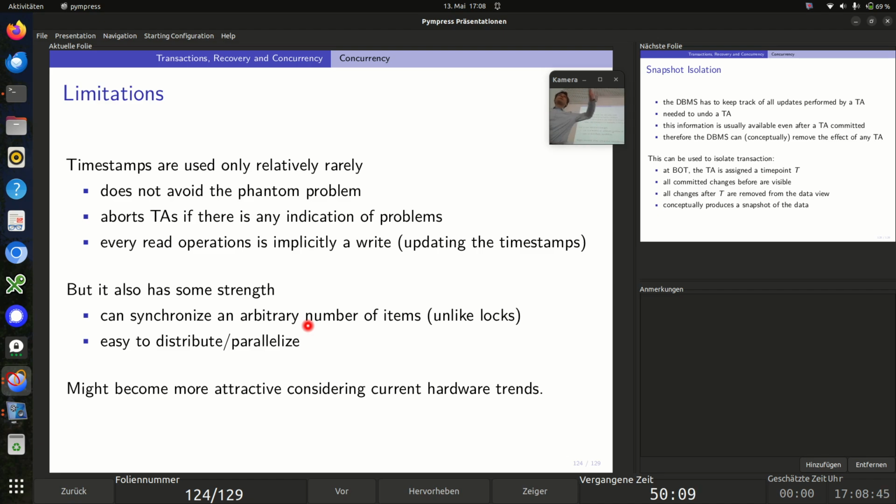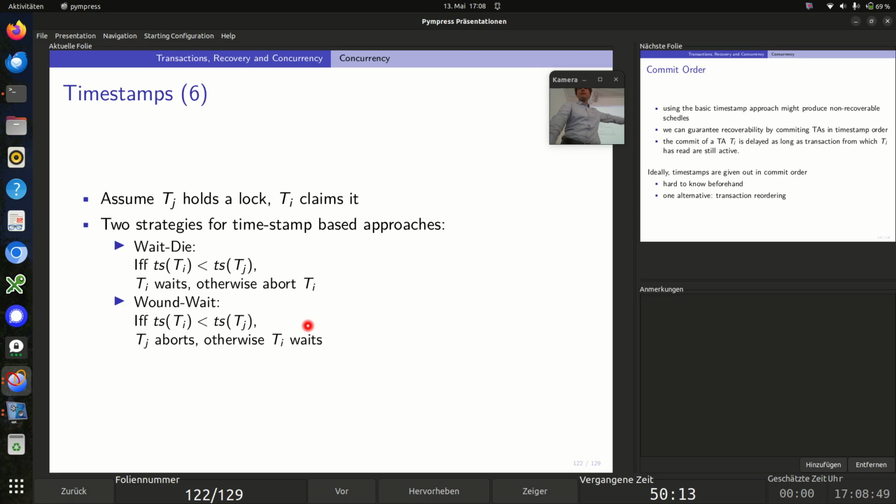Okay, so these are all pessimistic approaches. So we still have locks. As you have seen, also in wait-die and wound-wait, we are requiring locks, and we are either waiting or otherwise eliminating transactions. So we still have locks here with these kinds of timestamps. Locks with timestamps, locks are pessimistic.